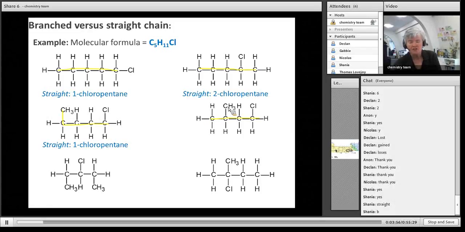So branched will always have an alkyl side chain. So there's my side chain. That's going to be 1-chloro, and can you see that side chain here, 3-methylbutane.